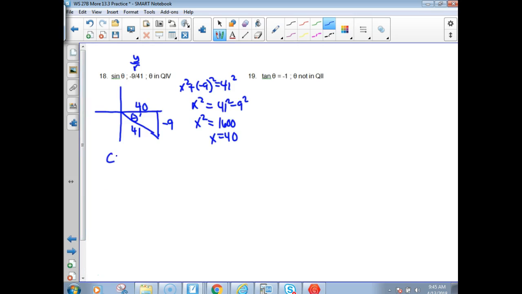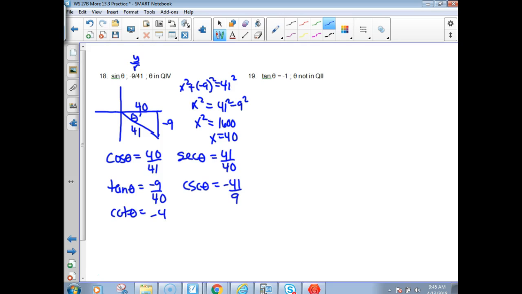Okay, so cosine theta would be 40 over 41. Tangent of theta would be negative 9 over 40. Then you can do the secant of theta, 41 over 40. Cosecant theta, which would be the reciprocal of the sine, would be negative 41 over 9. And the cotangent of theta would be negative 40/9. Good grief. I can't get much louder, could it? Up there.